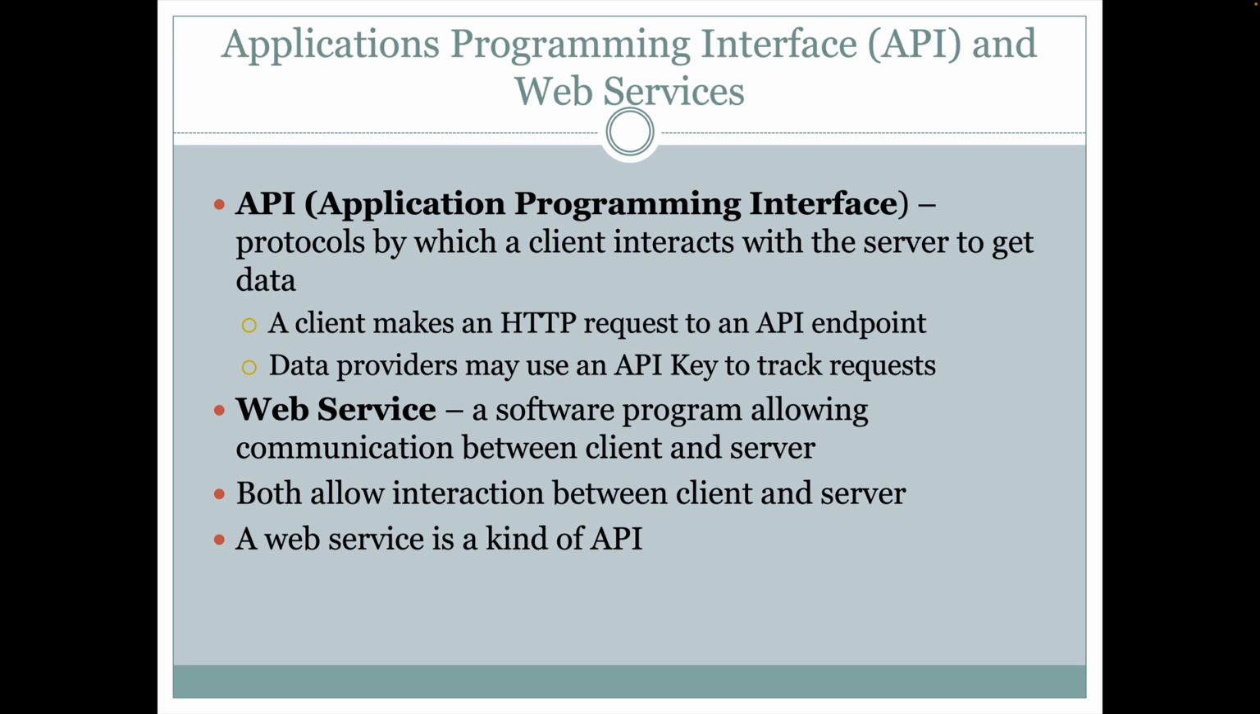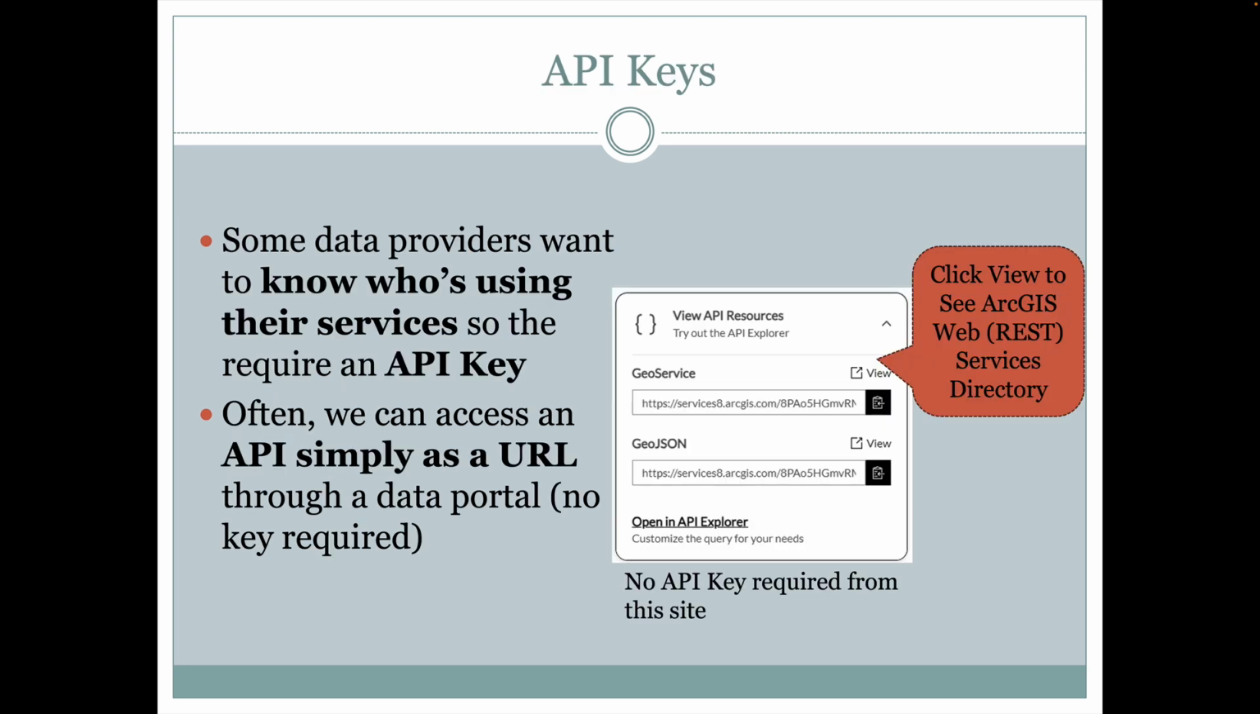Similar to APIs are web services, and a web service is a software program that allows communication between the client and the server once again. So both allow that sort of interaction, but the API is broader. The web service is a kind of API. That API key that I mentioned before, if a data provider wants to know who's using their service, they can require an API key. And with this key, they would be able to see who's using their data. But oftentimes there is no API key, and you can just access this data through a URL, making it easy.